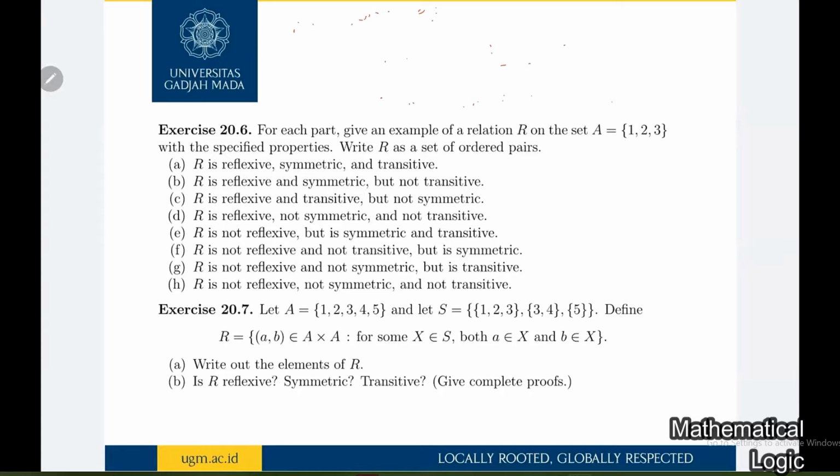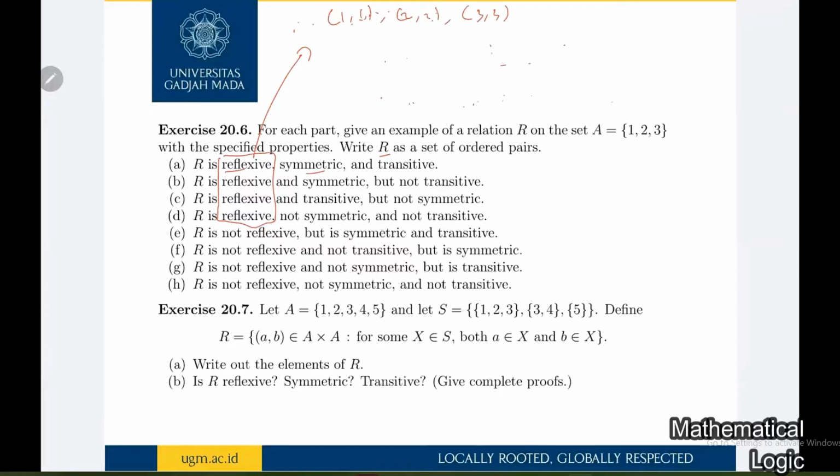Basically, when you want this kind of thing, you don't have to list all relations that satisfy these properties. Maybe some of them should be fine. But when you want a reflexive relation, you have to include 1,1, and then 2,2, and also 3,3. So that's all you have to include in your relation.